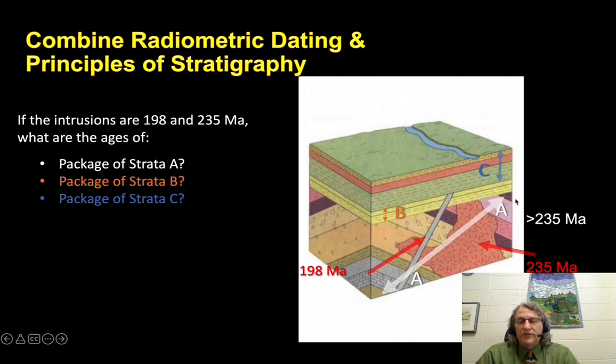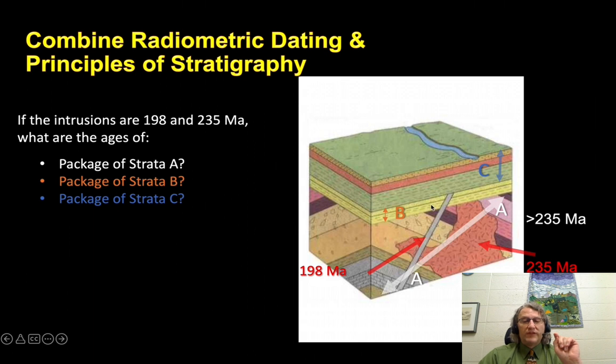Well, it tells us the stuff below, down here, A, is greater than 235 million years. How much greater? We don't know. Could be the youngest of these beds might be just 1 million years younger, or it could be a billion years younger. We don't know, but we know it's older. So we at least have that information we didn't have before.